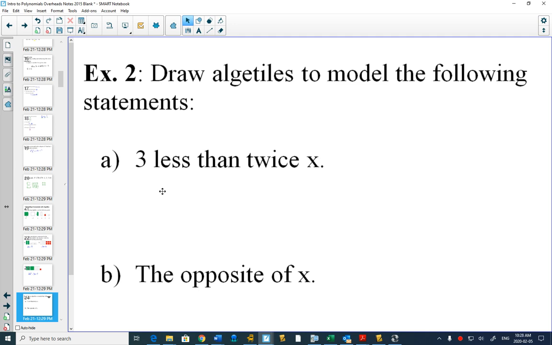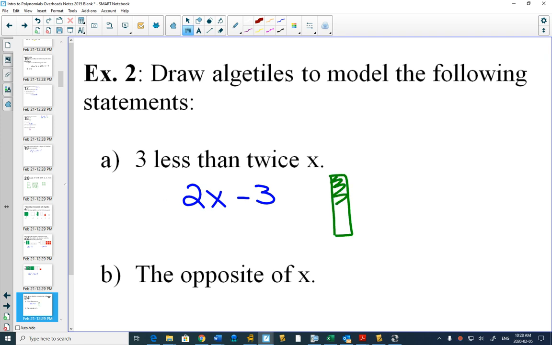So, couple things here. When I see twice x, I think about 2 x's. And 3 less, I would subtract 3. As far as drawing that goes, my x's are my rectangles, shaded in because they're positive, 2 of them. So we always shade in for positive when we're drawing. And minus 3 would be 3 squares that are not shaded in for the negatives.